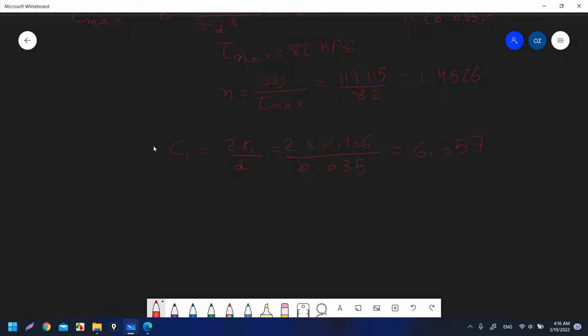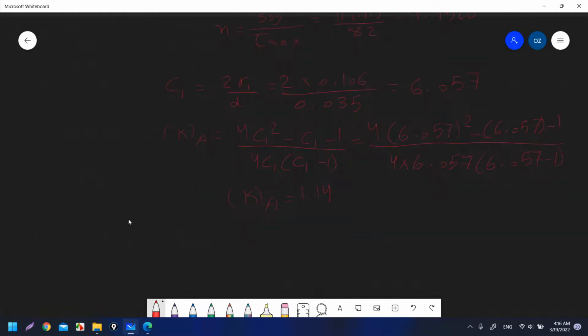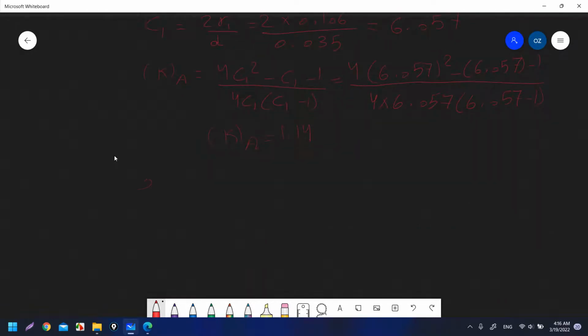6.057, and then Ka is equal to 4C1 squared minus C1 minus 1 over 4C1 times C1 minus 1. That will equal 4 times 6.057 squared minus 6.057 minus 1 over 4 times 6.057 times 6.057 minus 1, and this will give you that K at point A is equal to 1.14. Okay, 1.14. And now we can calculate sigma A.